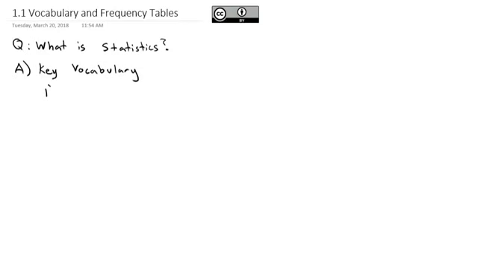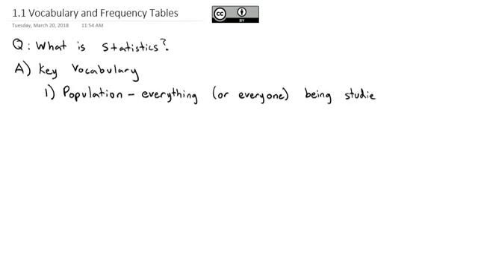So the first word we need to know in statistics is what we call the population. The population is basically everything, or everyone. We usually are talking about people, but not necessarily, being studied. Maybe we're investigating college students. The population would be all college students.